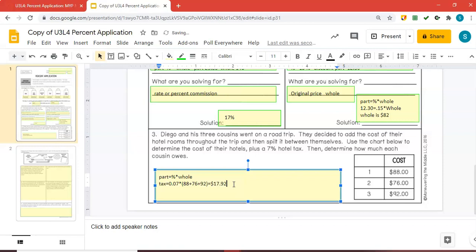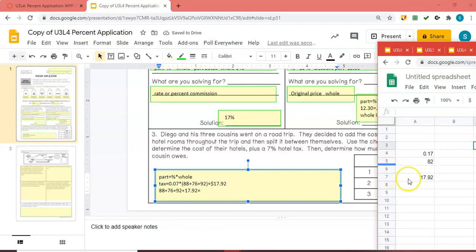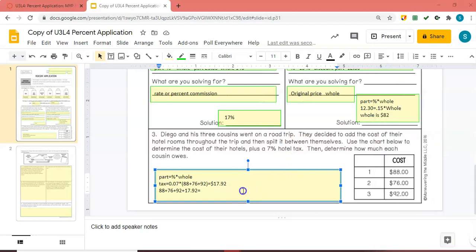Now, this was in addition to the cost of the room. So we have to take the cost of the room, which is 88, plus 76, plus 92, plus the tax, which was $17.92. So now we're adding up all those numbers. So equals 17.92 plus 88 plus 76 plus 92. So that is $273.92.